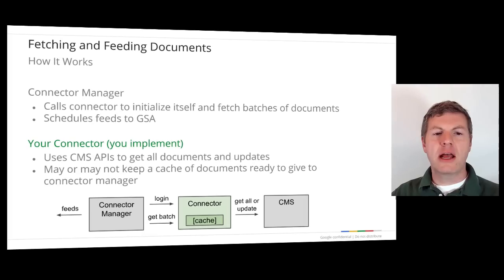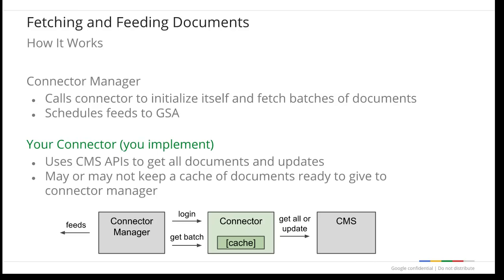The GSA interacts with the connector manager, and the connector manager communicates with the connector. The connector manager invokes and initializes the connector, causes the connector to fetch batches of documents, and schedules the submission of feeds to the GSA. Within your connector, you will be responsible for implementing the custom APIs of your target document repository. You may optionally build a cache of stored documents to provide to the connector manager for subsequent document batches.